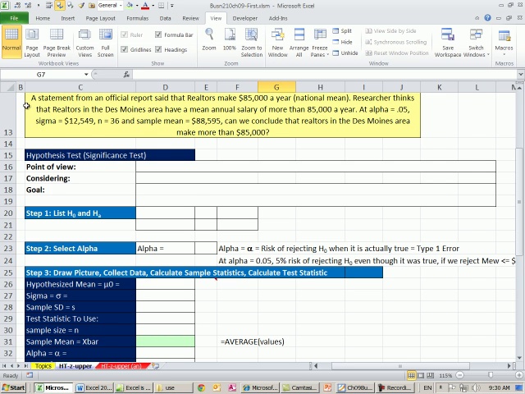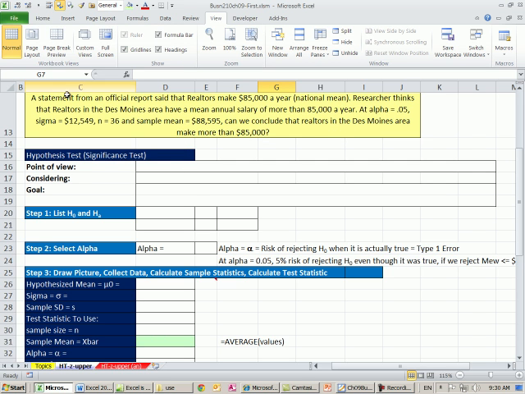For our first couple examples, we're going to assume that we know sigma. Later, we'll see how to use the t distribution. Most of the time, you don't know sigma. Our sample size is 36. Our sample mean is that amount right there. Can we conclude that the realtors in the Des Moines area make more than $85,000?